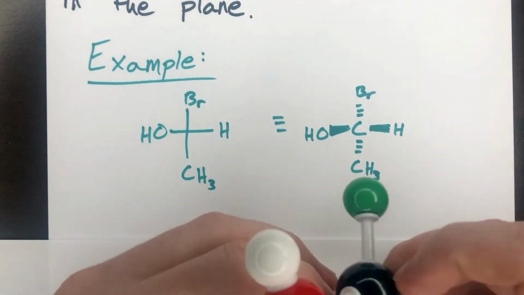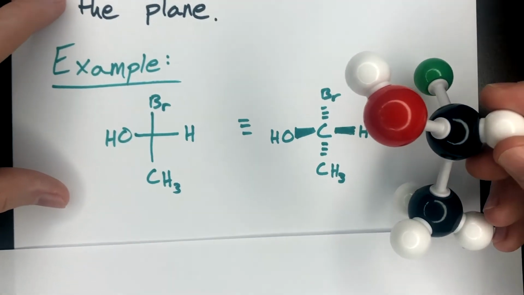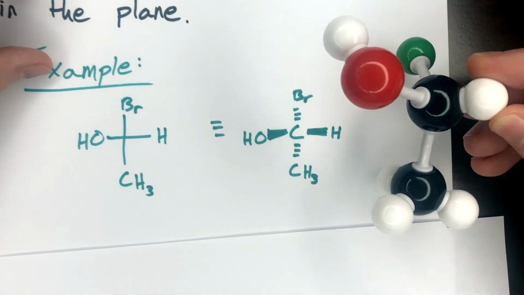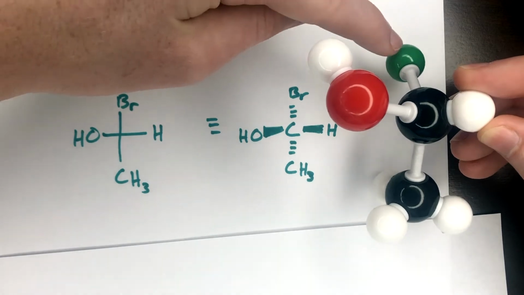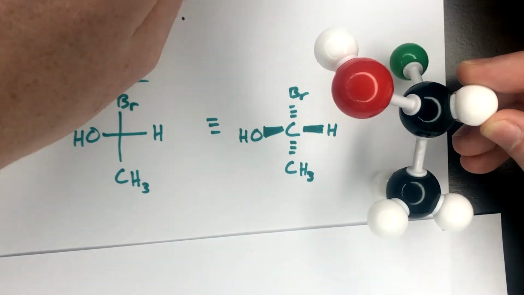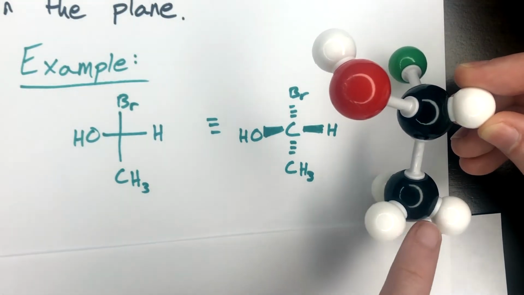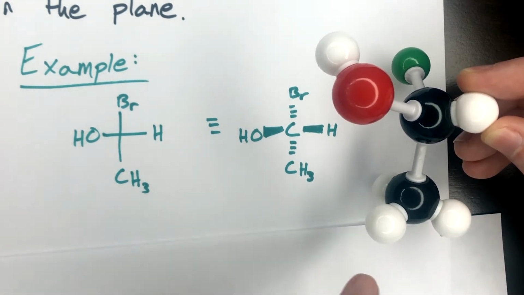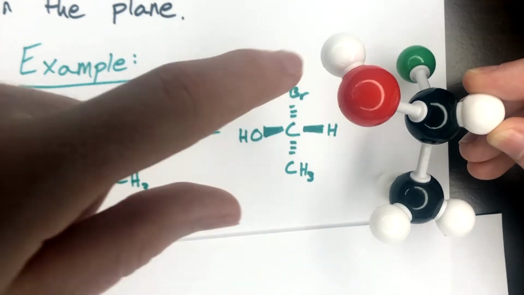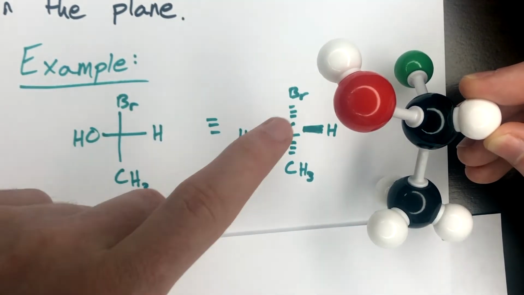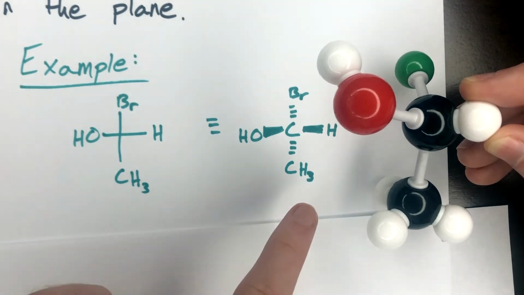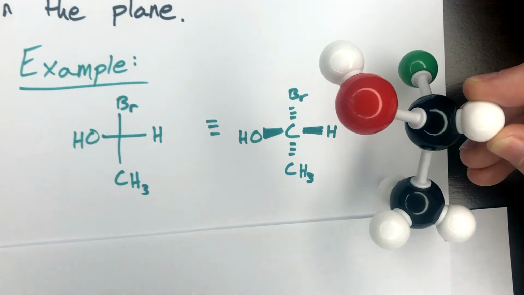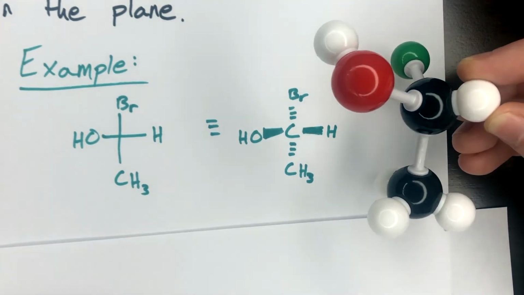So here we have a molecular model. This is the same. Let me explain how these two are the same structure. The green is a bromine, and it's back, in the plane. The methyl group is down and in the plane. The OH group is out of the plane and to the left. So that's here. And the hydrogen is also out of the plane and now to the right. So this is the Fischer projection. This is the perspective that we're looking at.